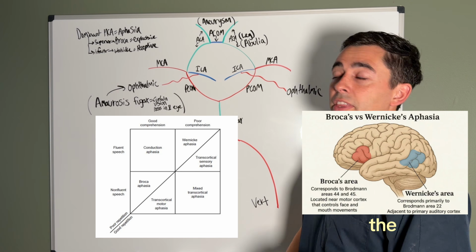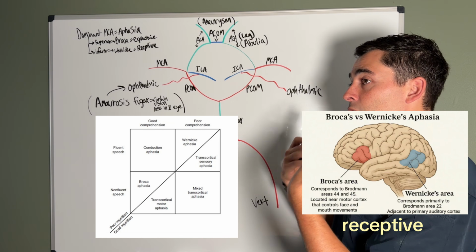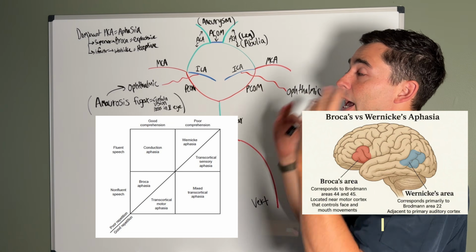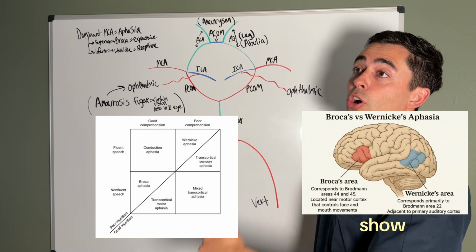They can't tell you. The inferior division typically gives you Wernicke's aphasia, which is receptive. So they're able to express themselves, like I have head pain, stuff like that. However, they're not able to follow simple commands such as show me a thumbs up.